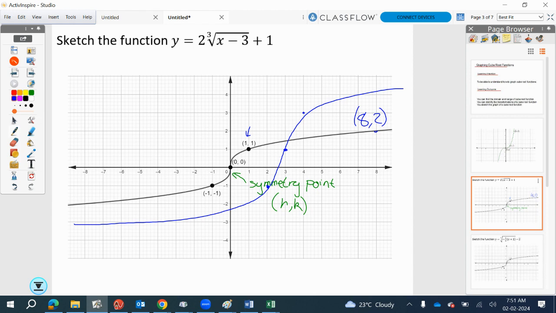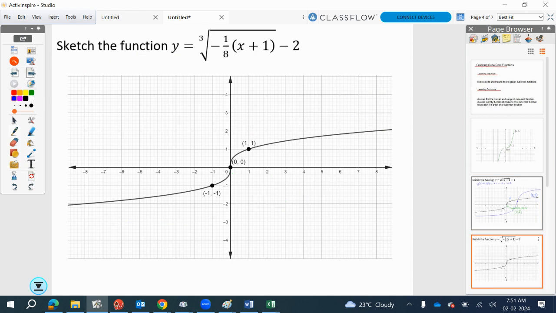I believe so. Let's try it. You can always use the other technique where we find y of 4. We can see there's no horizontal stretch or compression. Let's try y of 4. We've got 2 cube root of 4 minus 3 plus 1, which is 2 plus 1, which is 3. So 4, 3. Okay. Have a go at sketching this one.